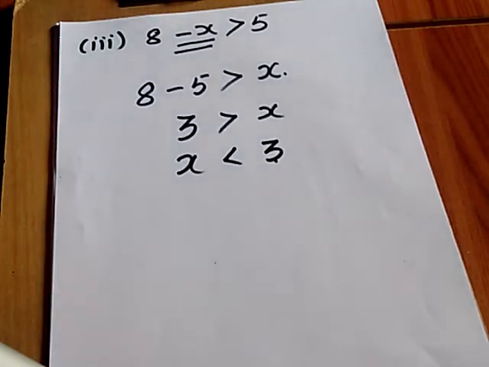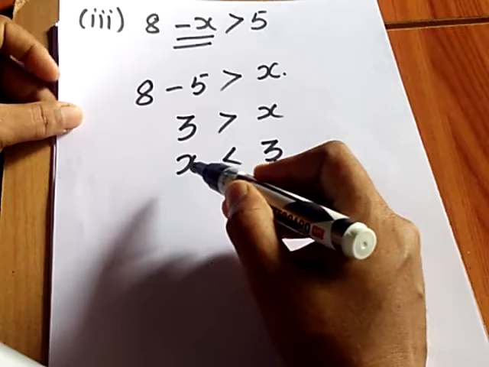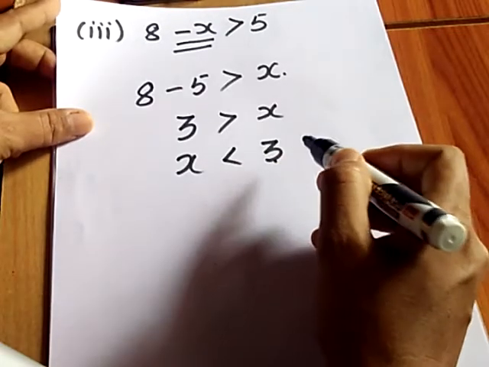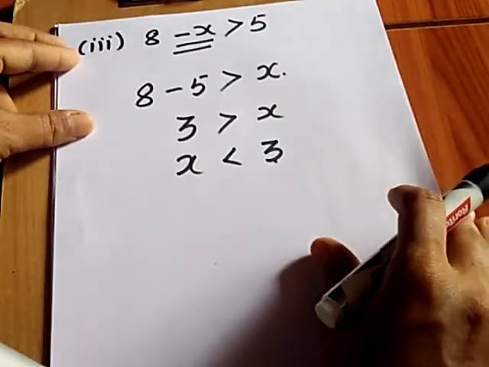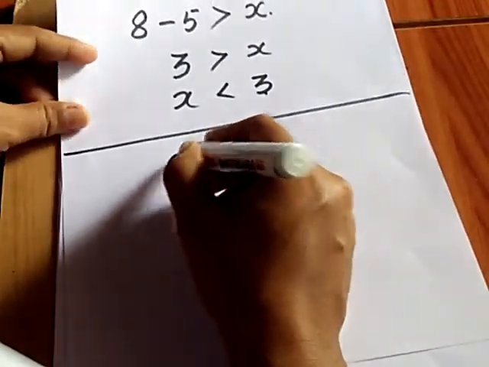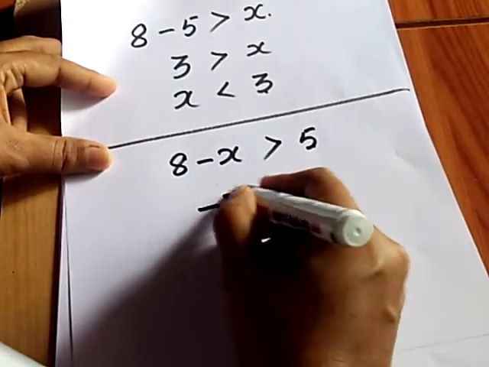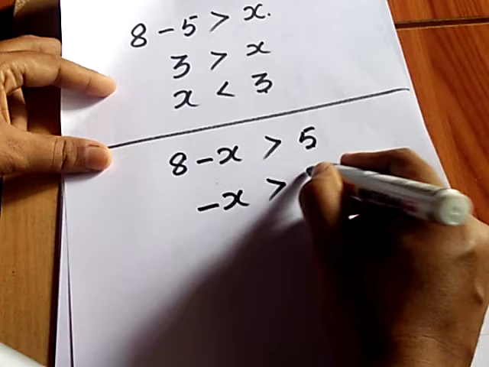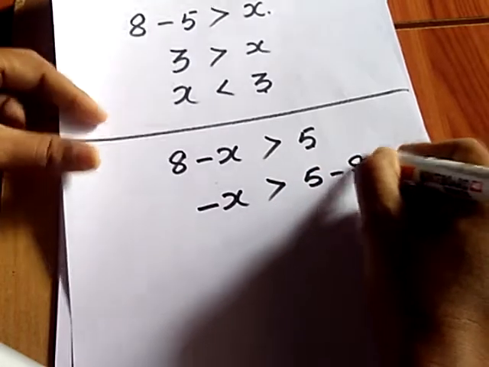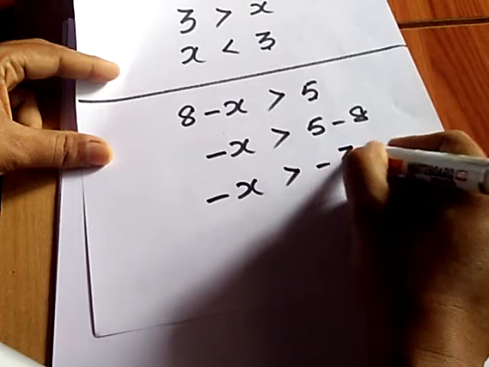I hope my students know this. So when 3 is greater than x, it means x is less than 3. Ma'am, what happens if we keep minus x on the same hand side? Let me show that way also. That is 8 minus x greater than 5. Minus x greater than 5 minus 8. Minus x greater than minus 3.